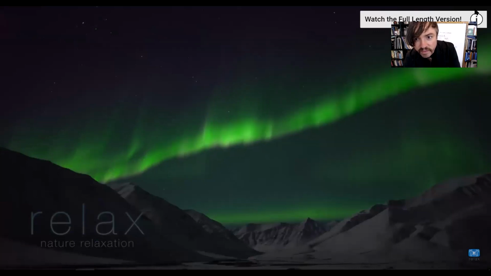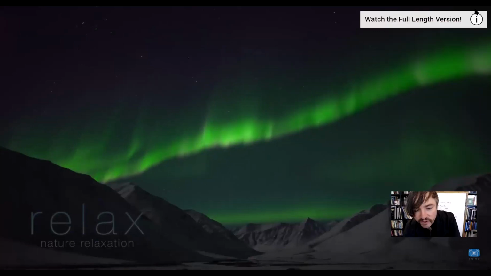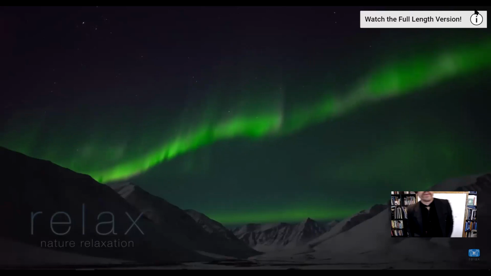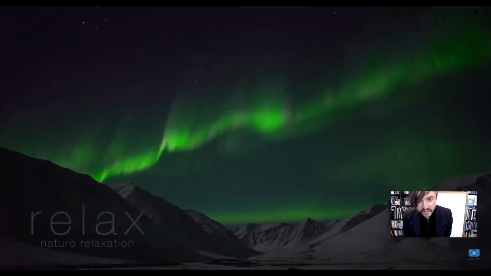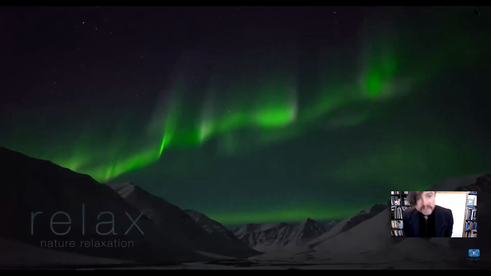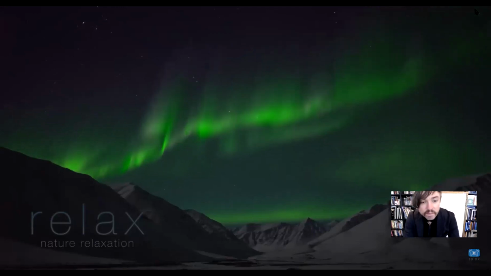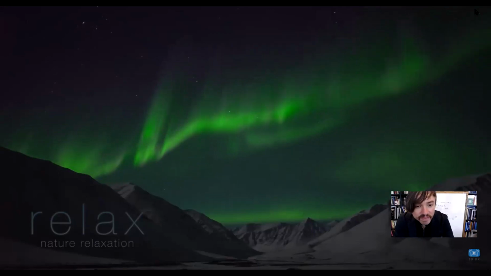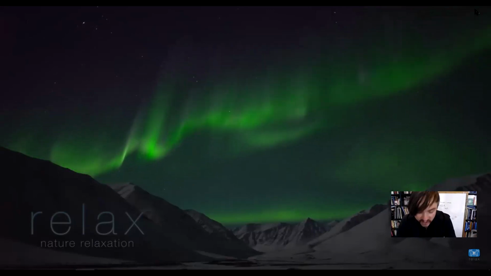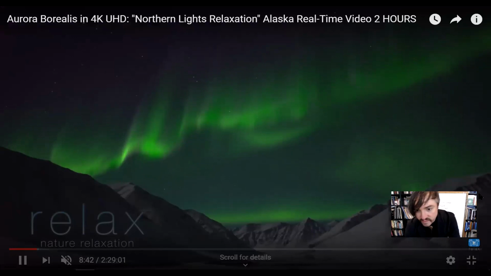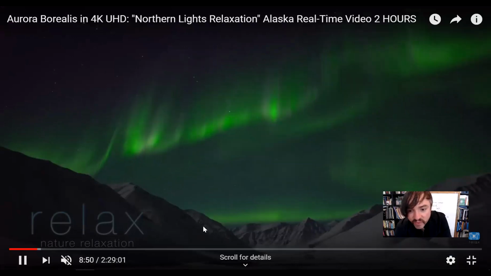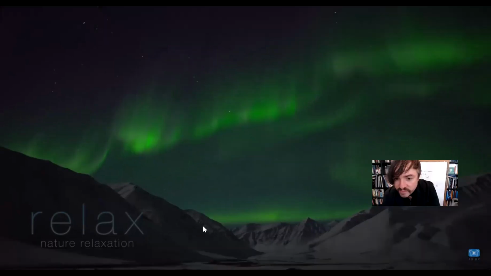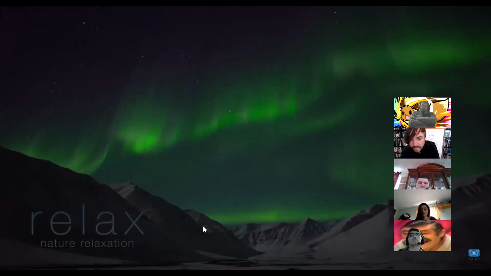I'm going to minimize the screen a bit. You can see here these beautiful sheets and curtains of greens and reds and violets. And these are all ions from the sun. These are all solar wind particles, which are striking our atmosphere, creating this beautiful light show that no doubt terrorized or frightened Inuits or people who live below it. Or maybe they just saw it as beautiful. I don't know.